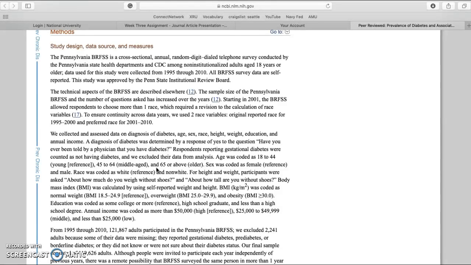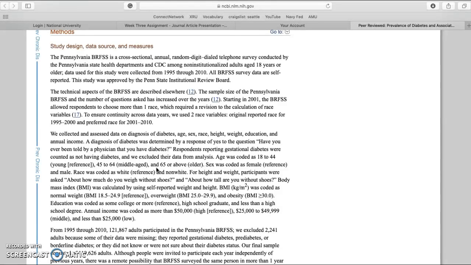The height and weight factor was a self-reported number as well, and they used that to calculate the BMI. So whatever the person put on their survey is what the study went with, and that's how they based the BMI, the body mass index. That was set at 18.5 to 24.9 being normal weight, 25 to 29.9 being overweight, and 30 and up being obese.